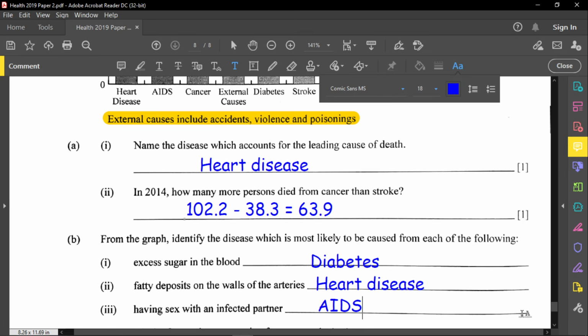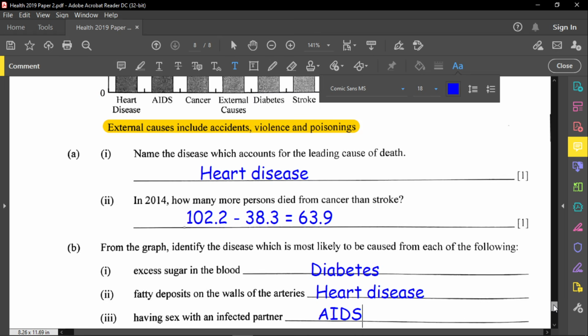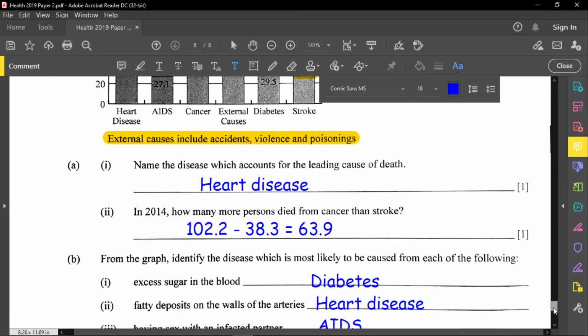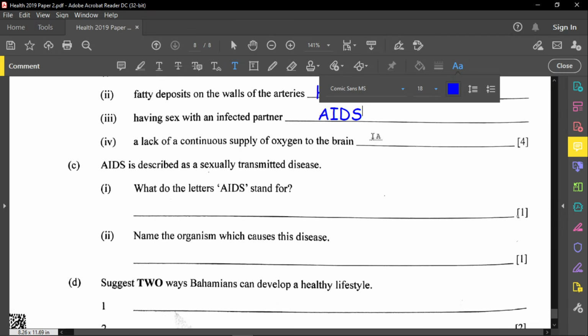All right, great. Now let's go to the next part of the question. It's a lack of continuous supply of oxygen to the brain, and this is stroke. So let's go back to the graph. Yes, that will be stroke. So stroke will be the answer right here. Once oxygen is not going to the brain, it will affect the brain, and part of the brain may stop working.